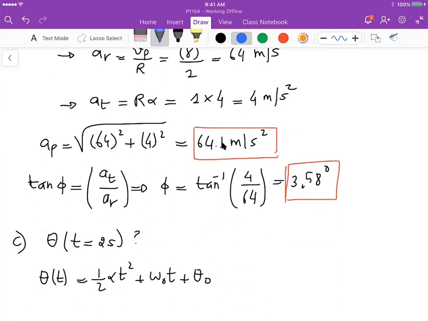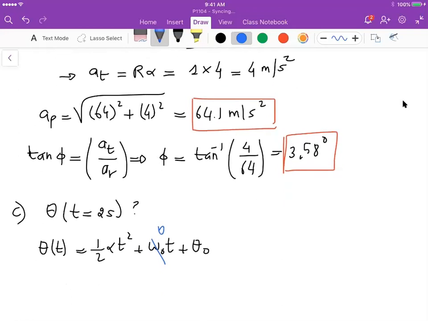And we know that omega 0 is equal to 0 because the wheel starts from rest. So we only have half alpha t squared plus theta 0. And so let's make the numerical application now. So we have theta at the time t equals 2 seconds. It's given by 1 over 2 times alpha, which is 4 radian per second squared, multiplied by 2 squared, which is time t equals 2, plus omega 0 t, which is zero, plus theta 0.